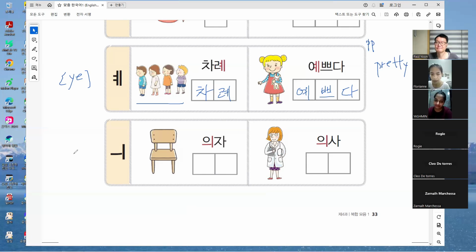의자. 의, 자. Chair, okay? Chair, 의자. How about this one? 의사. Doctor, 의사. Doctor. Okay, good.